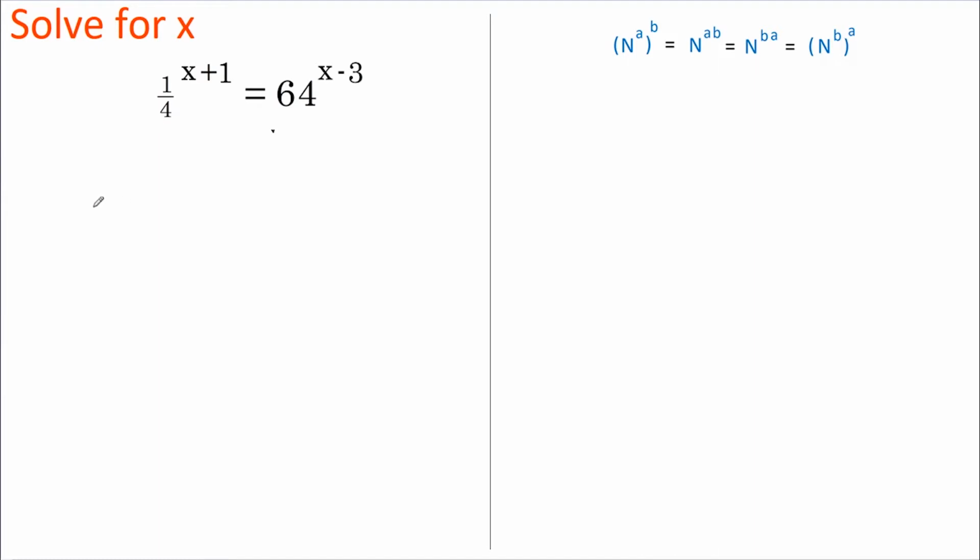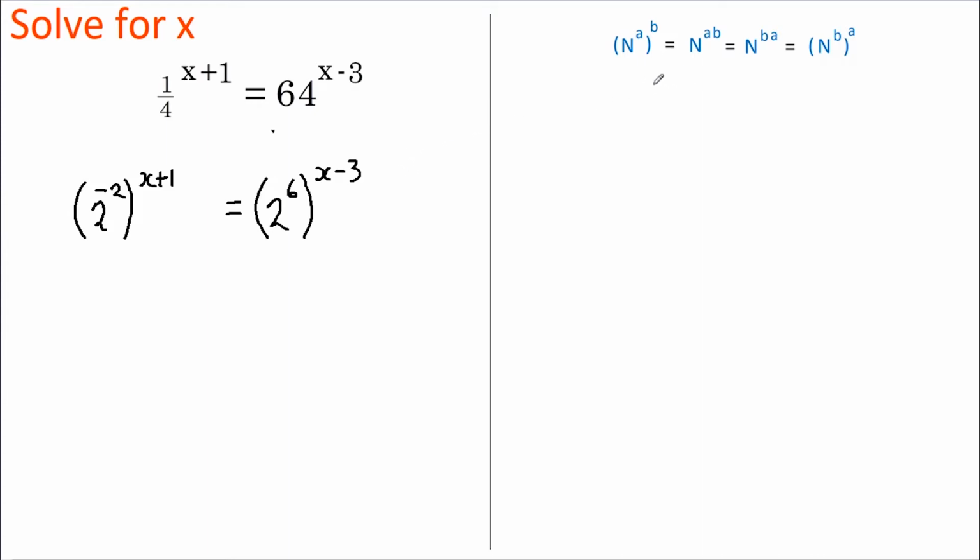Four is 2 squared. Instead of writing 1 over 2 squared, I can write that as 2 to the power of minus 2. So 2 to the power of minus 2 is the same as a quarter. All of this is raised to the power of x plus 1. This equals, well, 64 is 2 to the power of 6, and all of this is raised to the power of x minus 3.